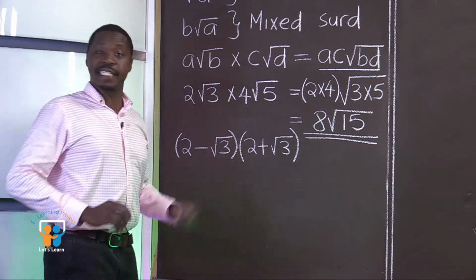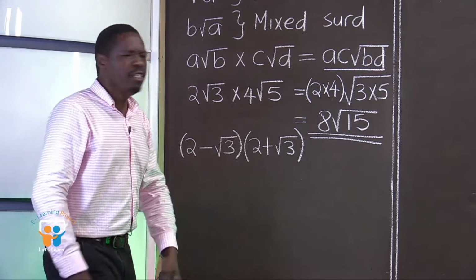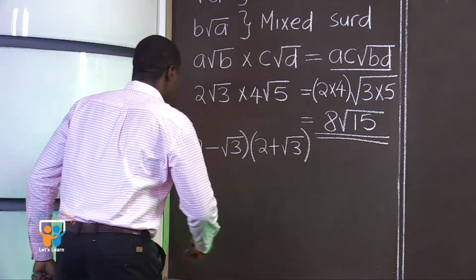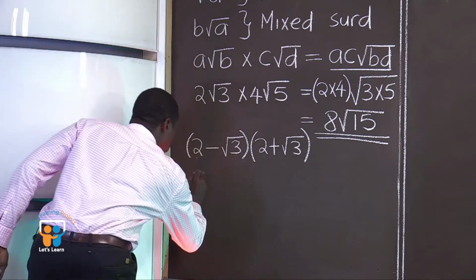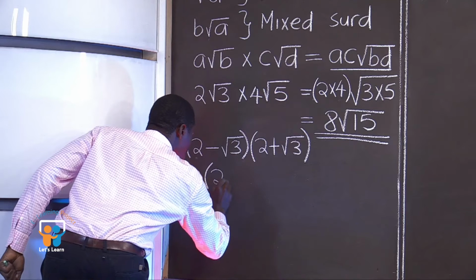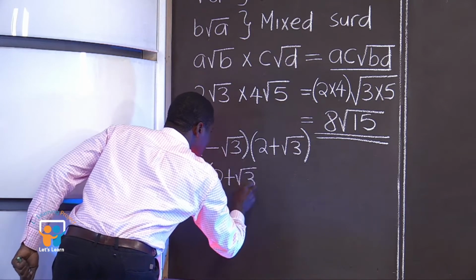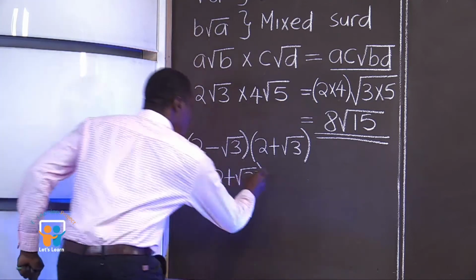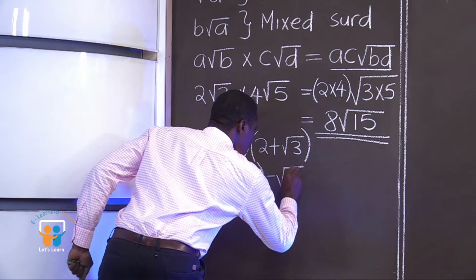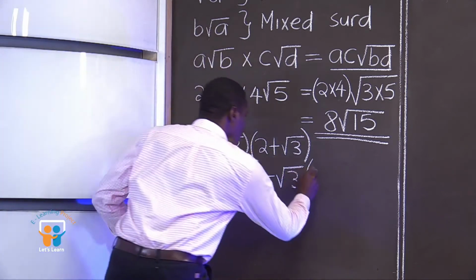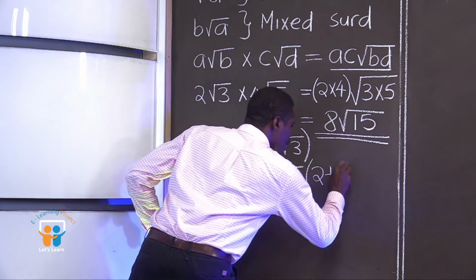Now these are brackets. Mr. Examiner, don't waste our time. This is very simple. We are going to get the first number 2 into the second bracket, which is 2 plus root 3. And then we bring the negative root 3 into the same second bracket, which is 2 plus root 3.